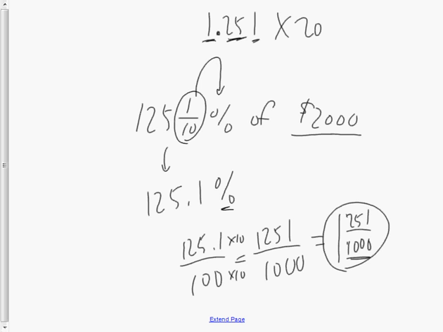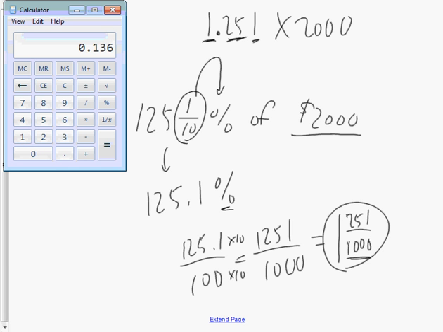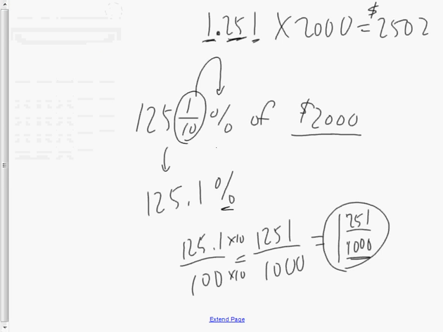Of the $2,000, use your calculator, 125.1% of $2,000 is $2,502. Okay? That would be the answer. So it seems reasonable because before I did it, I knew that I was going to have to do that. Oh, actually, you know what? This is a mental math question. That's how you do it with a calculator. This is supposed to be mental math.